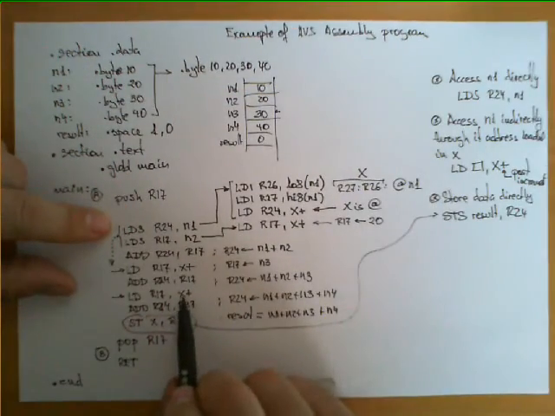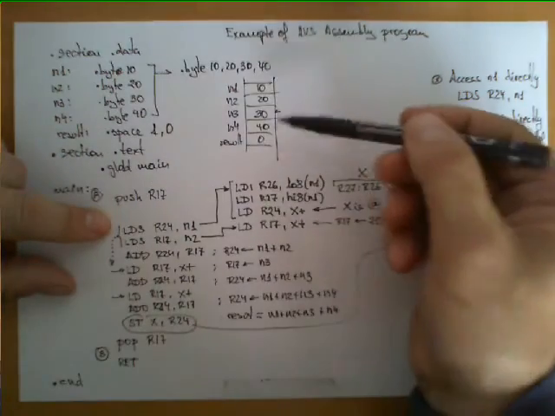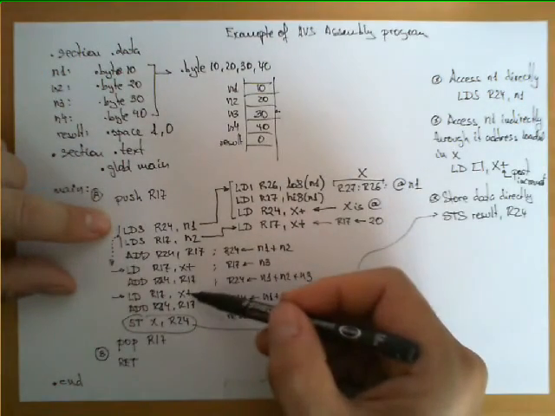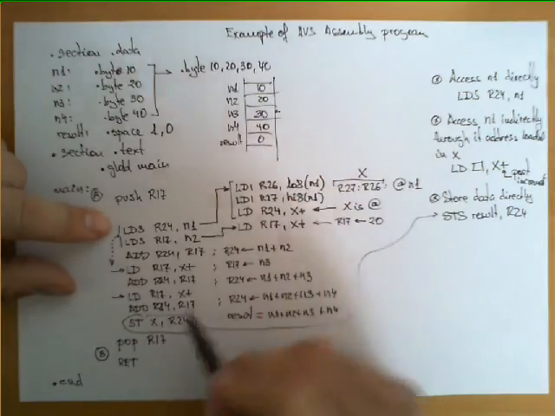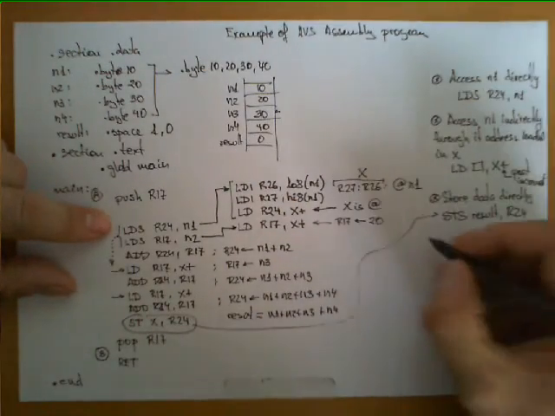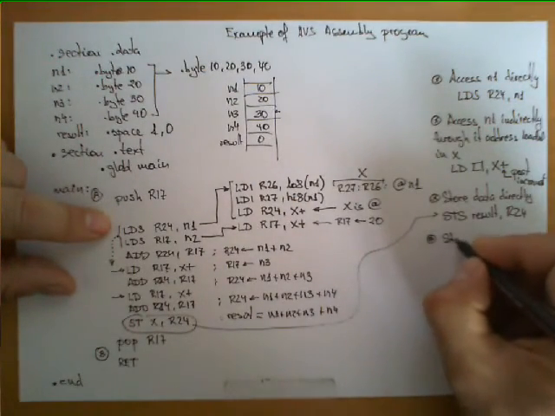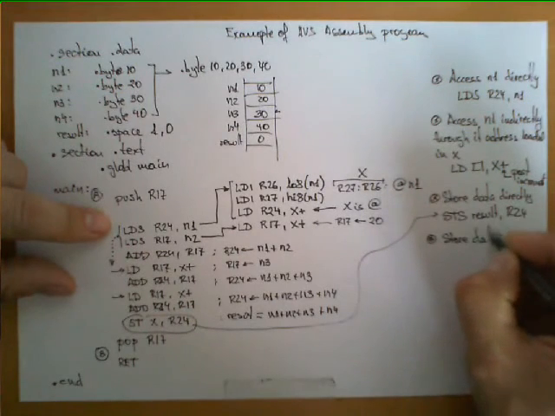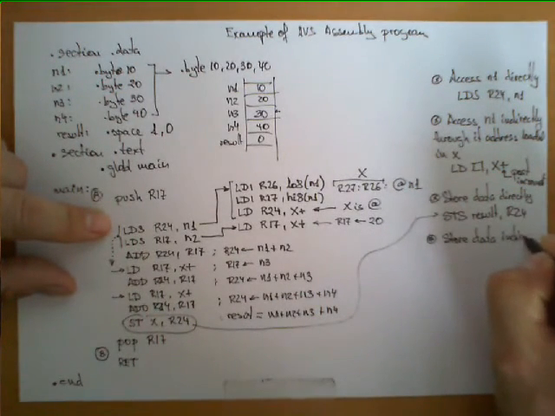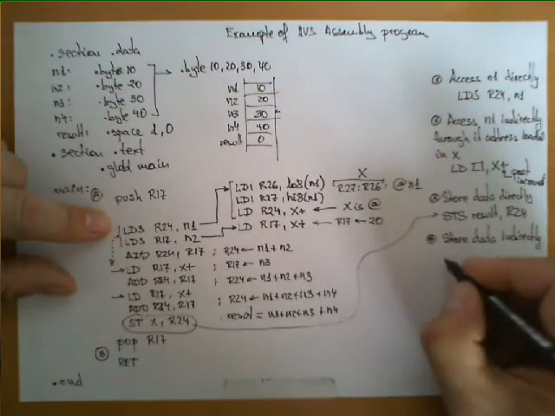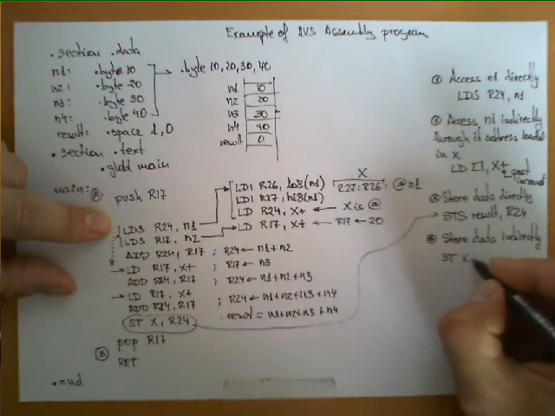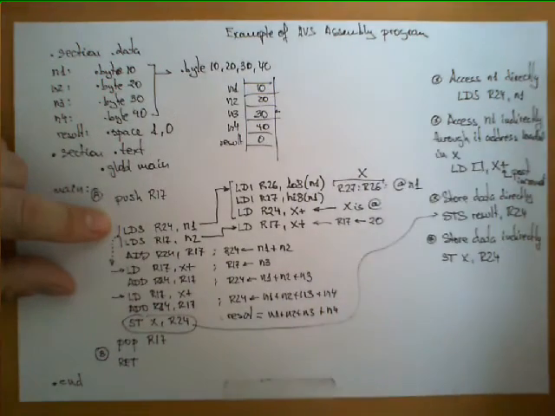However, since we already had register X that has been used to access this position, and then it was post incremented, register X at this point was already pointing there, therefore we can also store data indirectly, and this is the instruction STX R24.